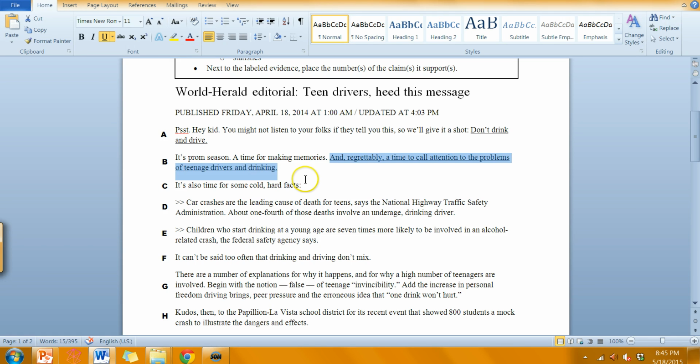Okay, what you'll notice right here is we have a definition. We have prom season defined as a time for making memories. So this is something that we could definitely box or, in this case, highlight. One thing you would want to do when you're looking at evidence is make sure you can tie the evidence to a claim. So if this claim is claim number 1 and this claim is claim number 2, we would label this definition and then mark it as claim number 2 because it's supporting the second claim.